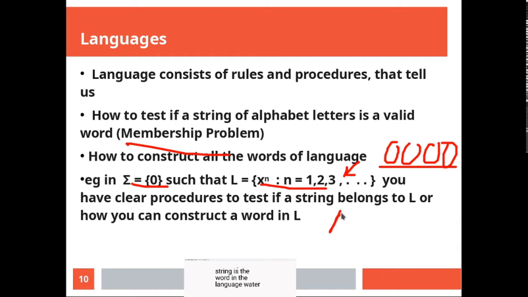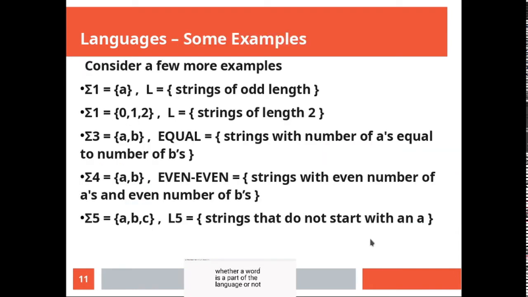But what about null? Is null a part of this language? No. Why? Because it is not satisfying this rule. So null is not a member of this language. So languages have to be defined such that there is a clear way of constructing the word, how you are going to form a word in that language, and there is a clear way to test the membership, whether a word is a part of the language or not.